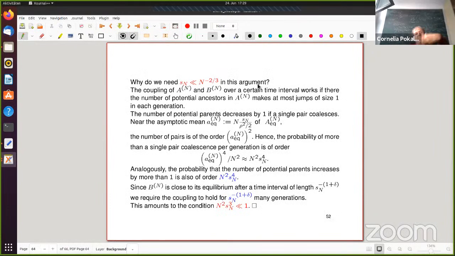And I will skip this. We can maybe come back to this. Why do we need just this bound? This is because of the coupling with the Moran Neuhauser-Krone ancestral selection graph.